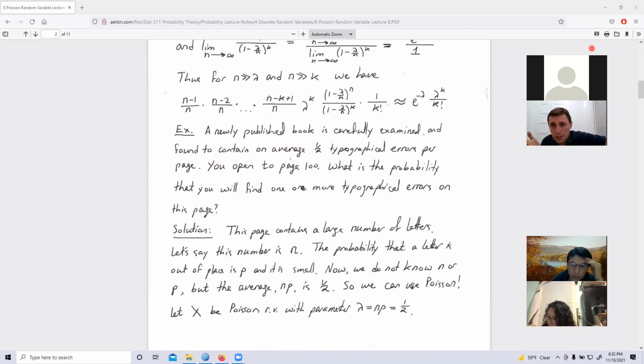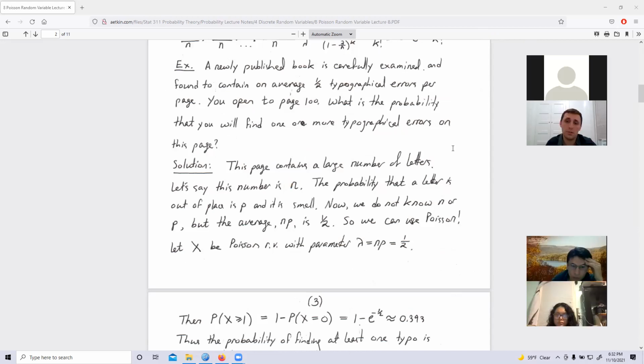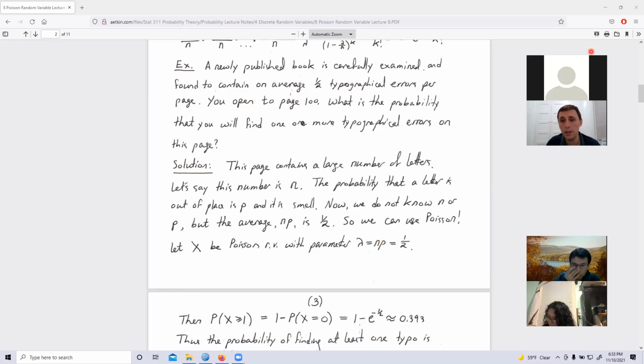If you had some large number of trials, where n is the number of letters, maybe 1,000, maybe 2,000. I'm not sure how many letters, but enough. And the probability of error is so small that the average, this very large number n times p, is 1/2. Success means you found a mistake. Success is very unlikely, and even though you have many trials, the average number of mistakes you find is 1/2 per page. So that means lambda, n times p, is 1/2.